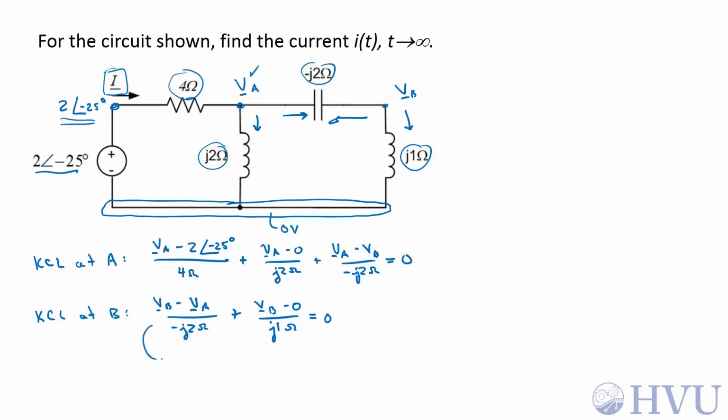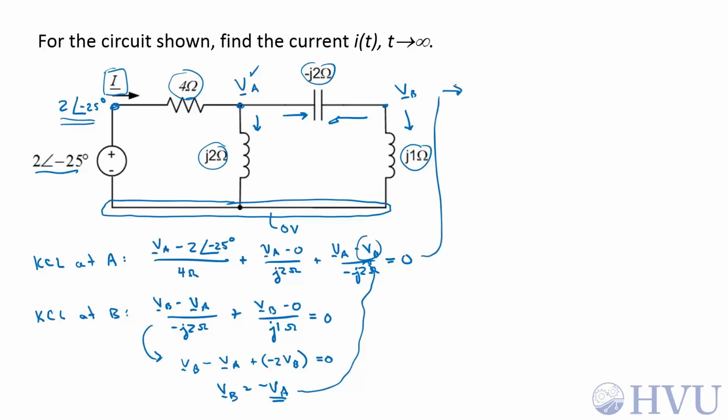So let's solve this equation for V sub B. If I multiply this through by minus J2 ohms, I get V sub B as a phasor minus V sub A plus negative J2 over J1, which is just negative 2, is equal to 0. Do that. So V sub B is equal to negative V sub A. Now I can plug that in here and solve for V sub A.